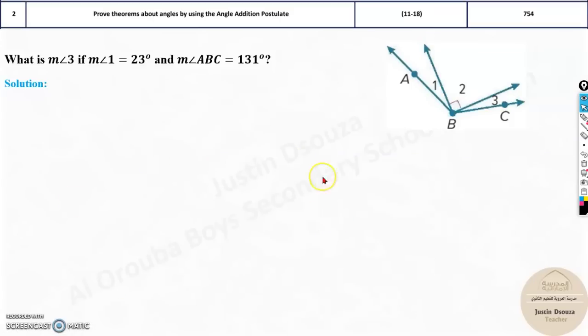The second topic is to prove theorems about angles. We're dealing with angles. Mainly we have to use the angle addition postulate. It is very basic, very simple. Only a few concepts need to be remembered. Whenever you see a right angle, you must remember it is 90 degrees. That is the first thing.